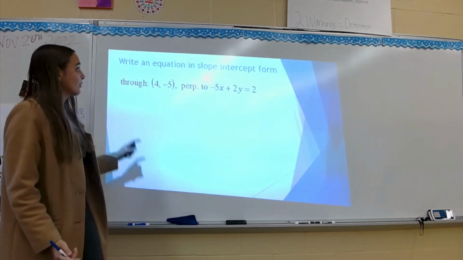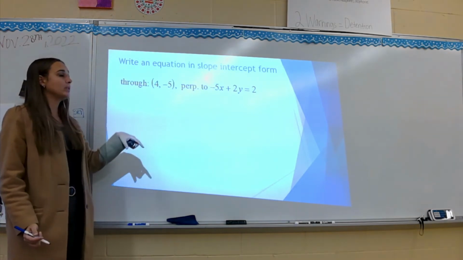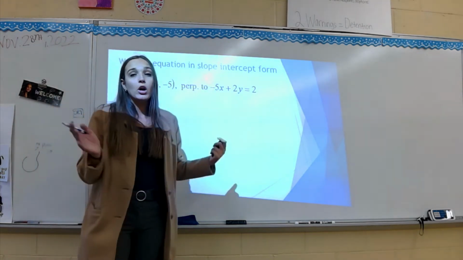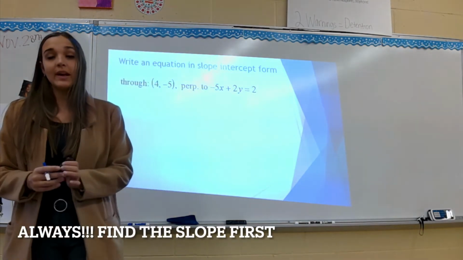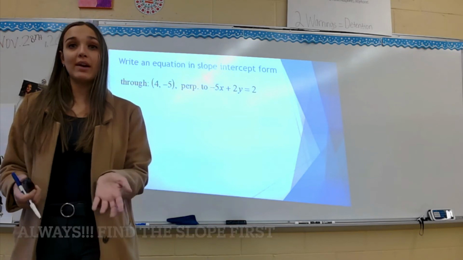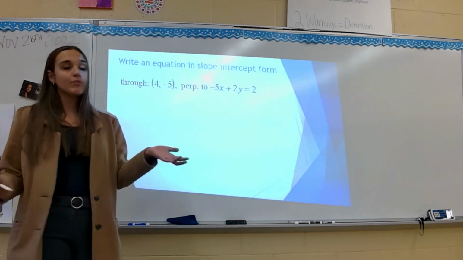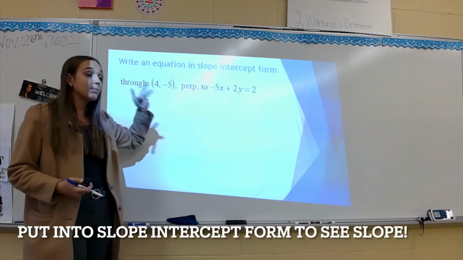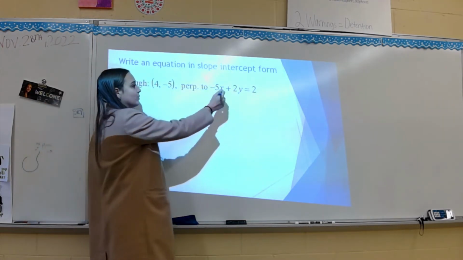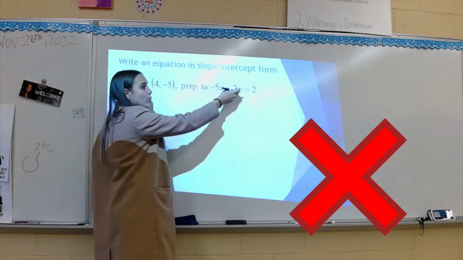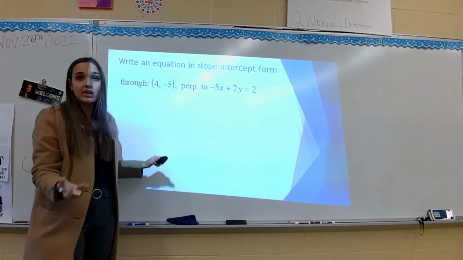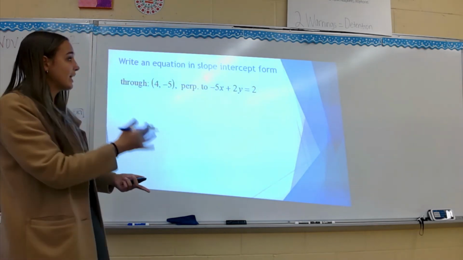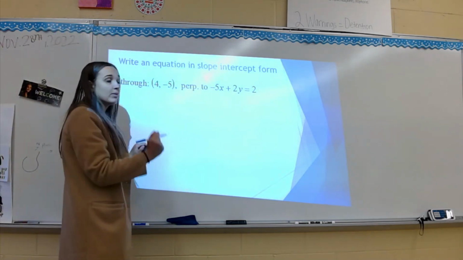Now we have this problem where it's asking to find an equation in slope-intercept form through this point that's perpendicular to this equation. Number one step, always, is to find the slope and then determine what we have to do with it to see if it's perpendicular. So we are going to have to put this in slope-intercept form. Sometimes people think, oh, our slope is negative 5. It's whatever is in front of the x. No, because our y has a coefficient, that is not our slope.